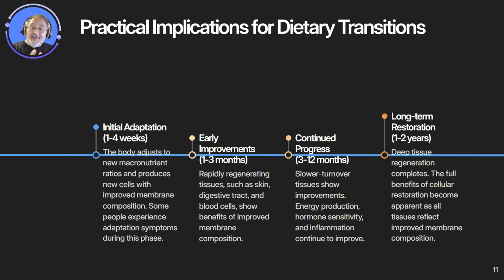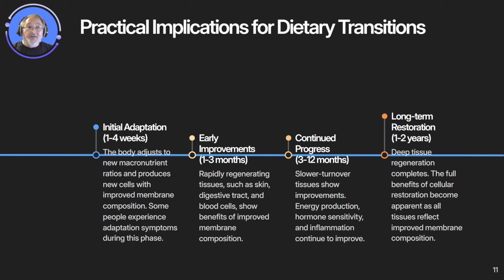We like to take 4 weeks to switch from eating a carb-heavy diet to no carbs. Take your time with this transition. It helps. Early improvements, the first 1 to 3 months. Rapidly regenerating tissues show benefits. Skin, digestive tract, and blood cells reflect improved membrane composition.